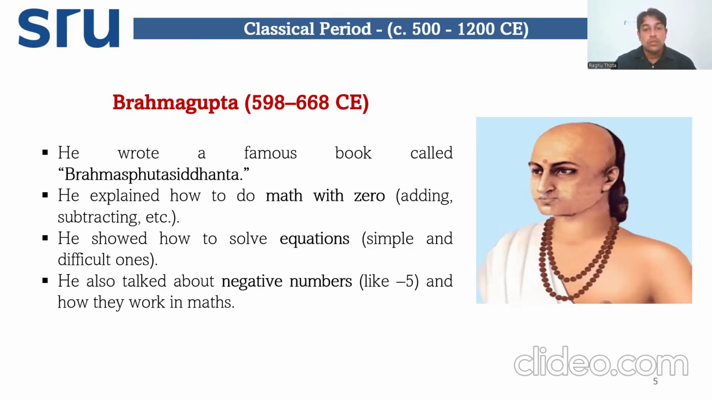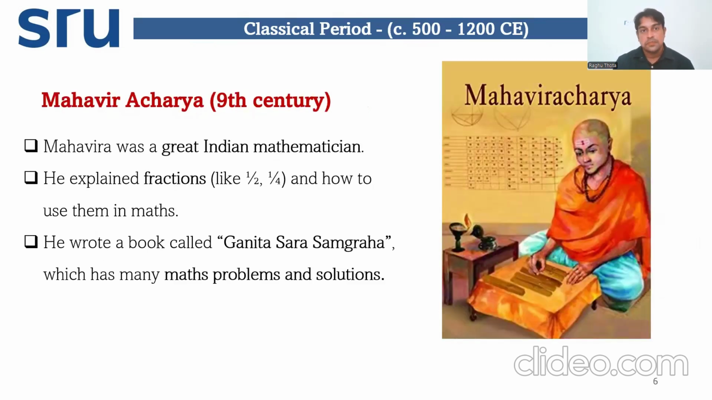He showed how to solve equations, simple equations and hard and difficult equations. He explained very clearly. And the significant achievement and contribution of Brahmagupta is that he introduced negative numbers such as -1, -2, -5 and explained how they work in mathematics. So every mathematician in ancient philosophy has contributed something to modern civilization.